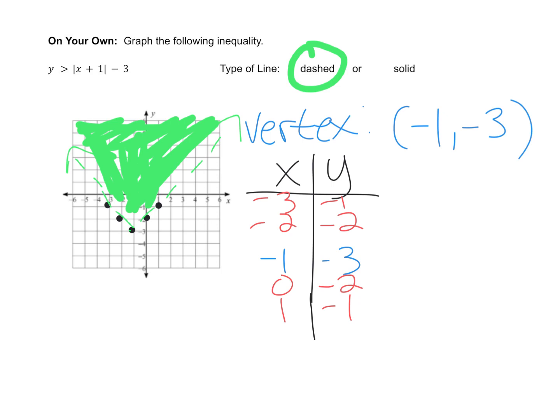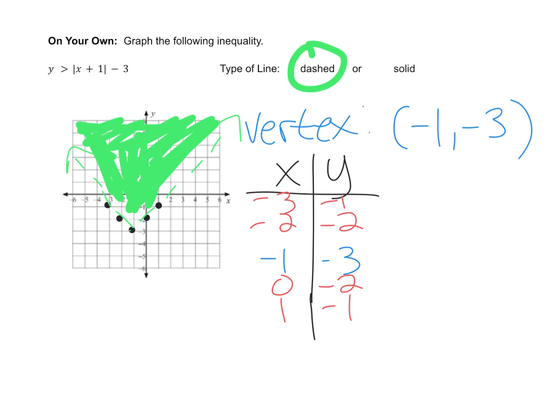If I plug in 0, 0 plus 1 is 1, the absolute value of 1 is 1, minus 3 gives me -2. So I have 0, -2, and -2, -2. Then if I plug in 1, 1 plus 1 is 2, the absolute value of 2 is 2, minus 3 gives me -1, so I have my point 1, -1, and 3, -1.